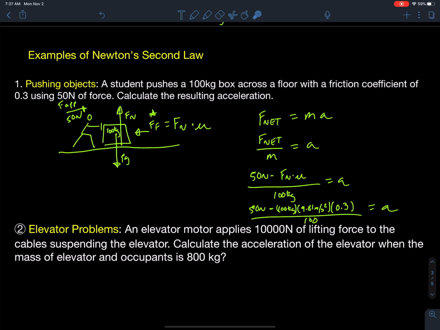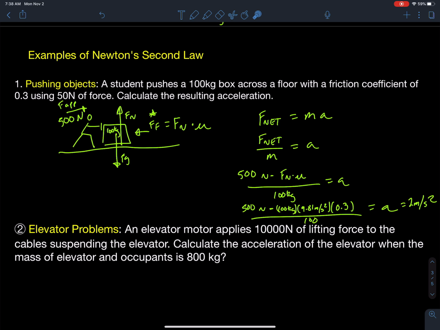In order for that object to move, instead of 50 newtons, maybe he needs to apply 500 newtons. Okay, and then if it was 500 newtons, then you'd have something. So 500 newtons minus roughly around 300 newtons would give you 200 newtons. That would give me an acceleration of around 2 meters per second squared.